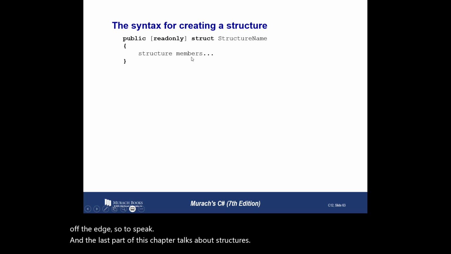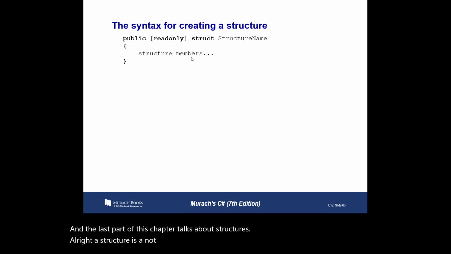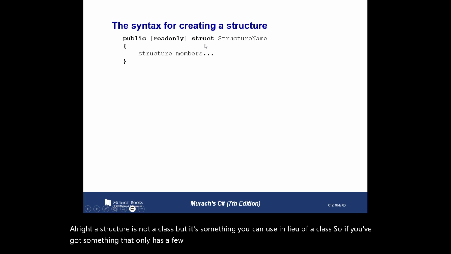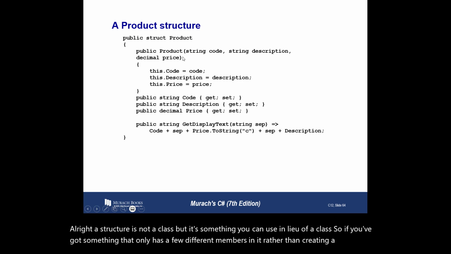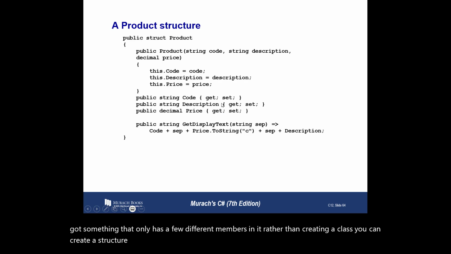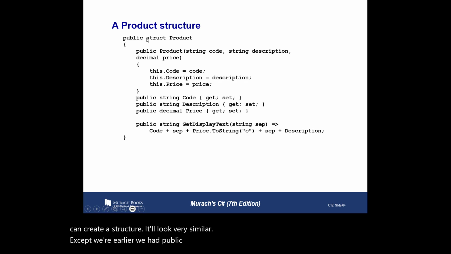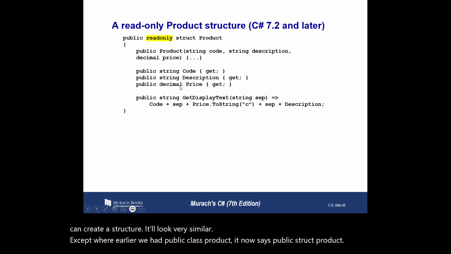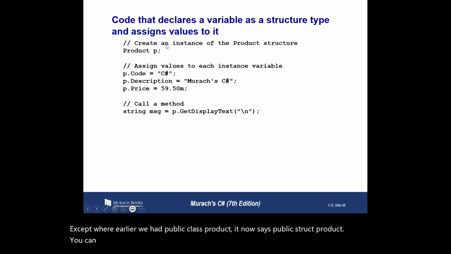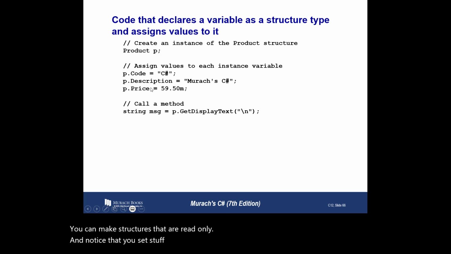A structure is not a class, but it's something you can use in lieu of a class. So if you've got something that only has a few different members in it, rather than creating a class, you can create a structure. It'll look very similar, except where earlier we had public class product, it now says public struct product. All right. You can make structures that are read-only. And notice that you set stuff up very similarly to the way we set it up with classes.